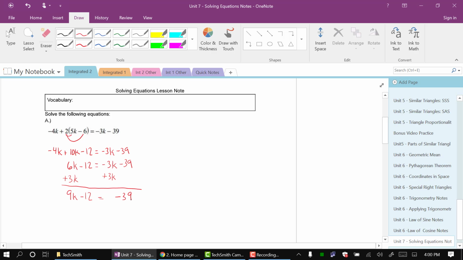So I'm almost there. I'm almost at the variable equaling a number. I just got two things standing in my way. So the first thing I'm going to do is add that 12 to both sides. That gives me 9k equals -39 plus 12 is -27. Now I'm going to divide by 9. When I divide by 9, that just leaves me with k, or 1k. When I divide -27 by +9, it's going to be a negative number. 27 divided by 9 is 3. So the answer to that equation is -3.